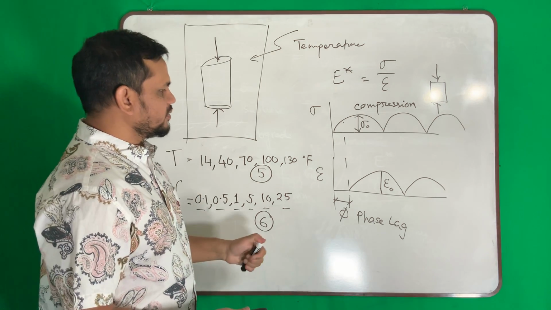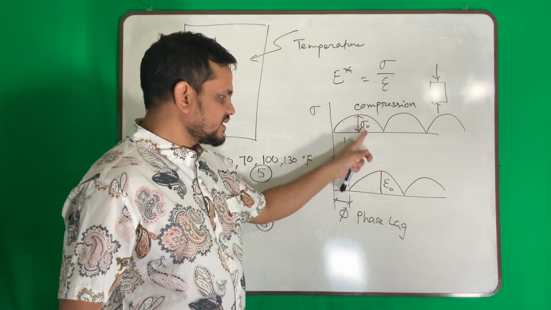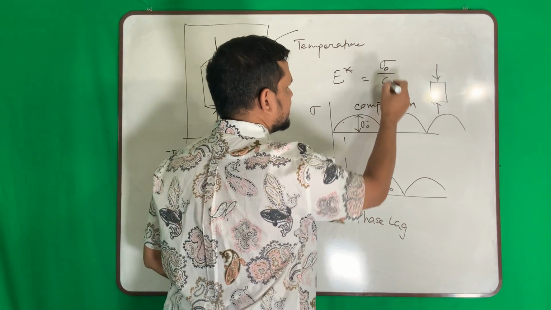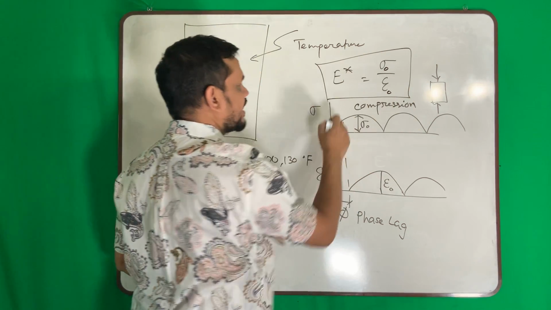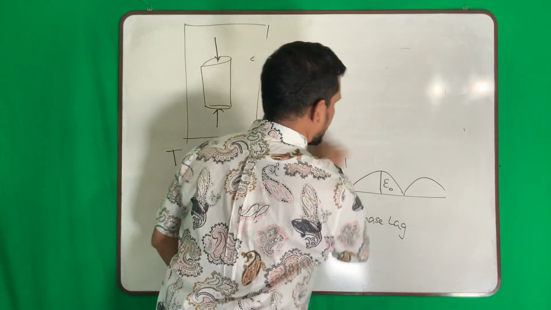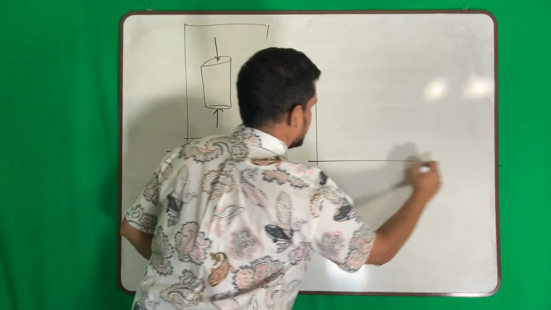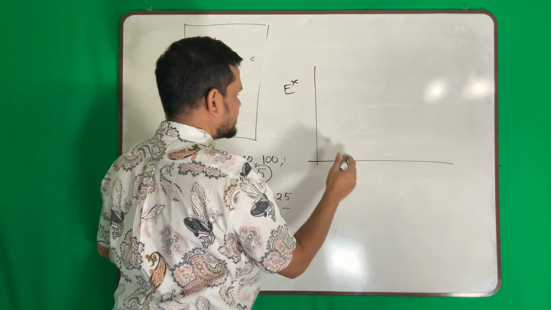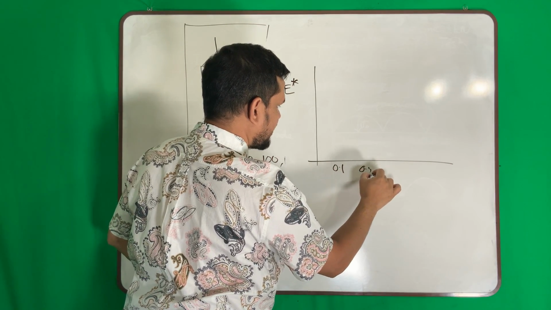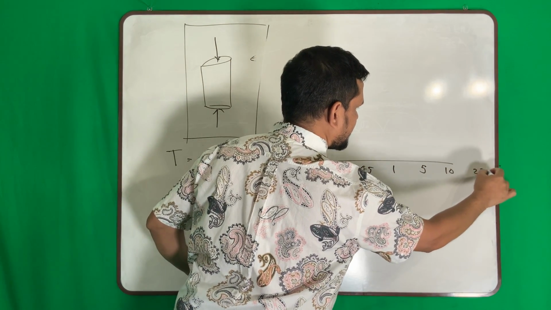After testing, what do we do? For every case, we take the peak stress and peak strain, divide, and then we get the dynamic modulus. So if I plot it, how will it look? This is my dynamic modulus. So this is 0.1 hertz, 0.5, 1, 5, 10, 25.